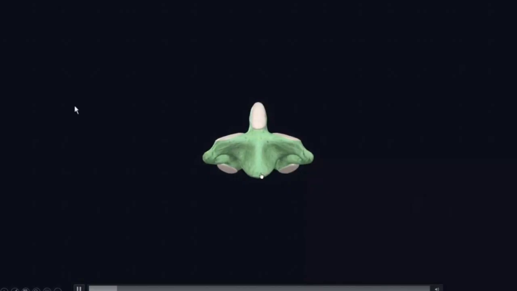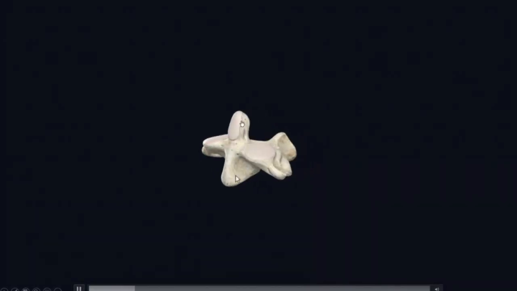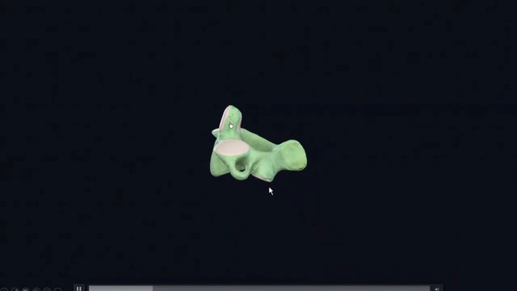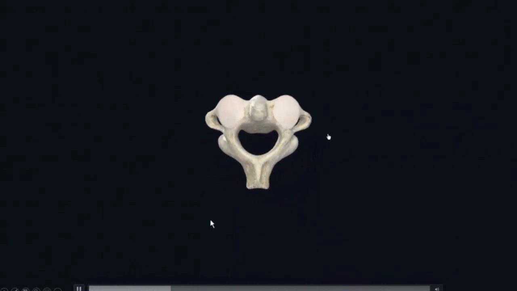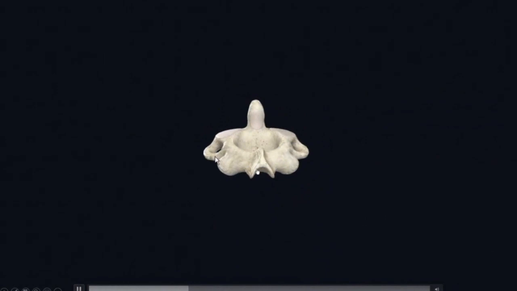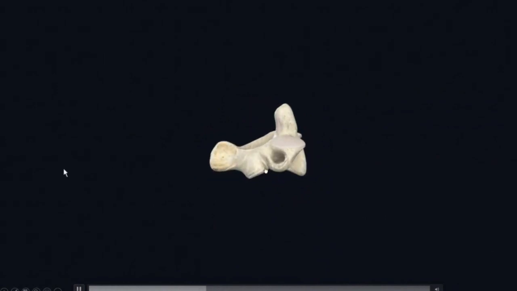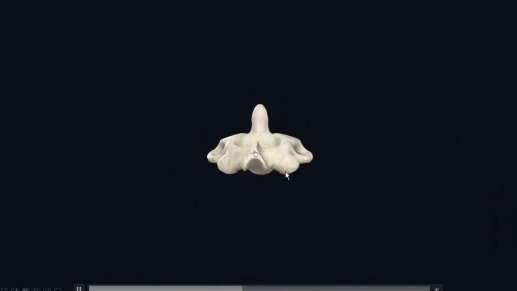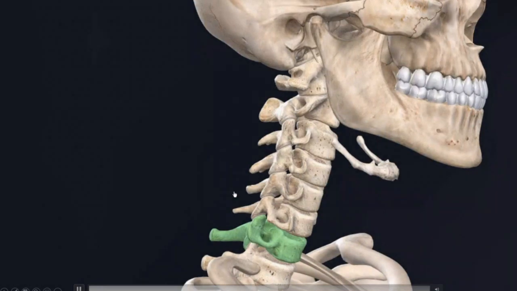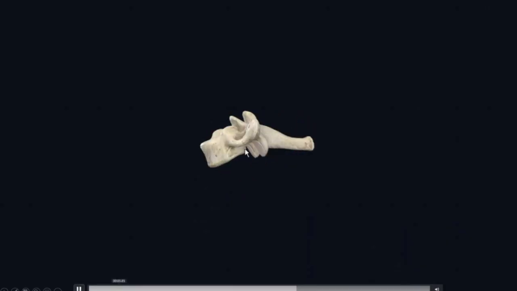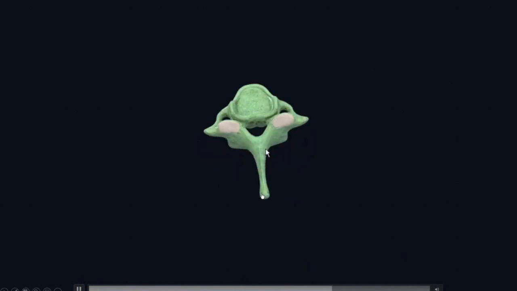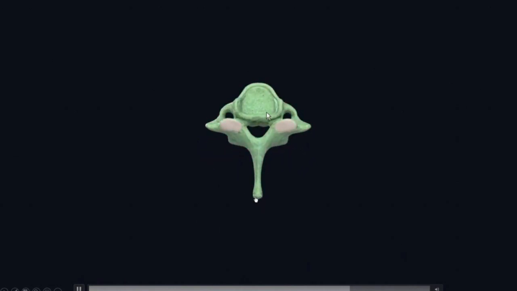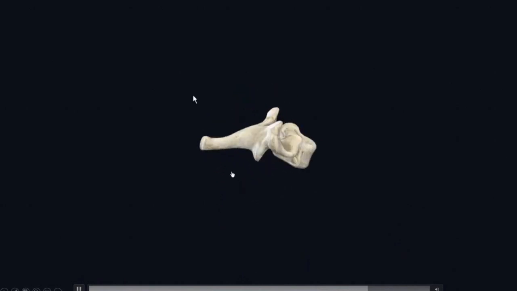Okay, let's isolate the C2, and we look at this is the dens here, or the odontoid process, the superior articular process on both sides, bifid spine, inferior articular process, and the foramina transversaria. We can look and see that this is a bifid spinous process, so definitely this is from the cervical spine. If we look at the C7, you can see how elongated the spinous process is, and it lacks the bifid nature of the rest of the cervical spine.